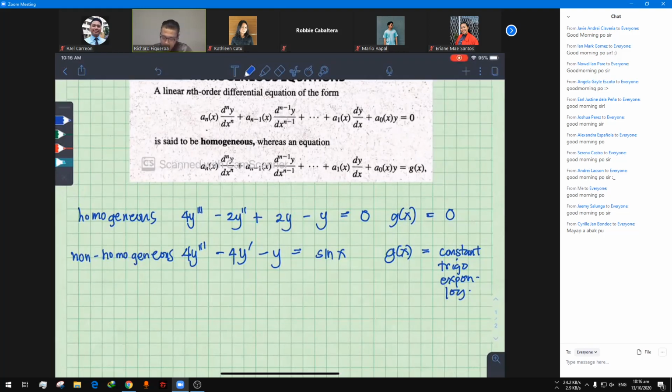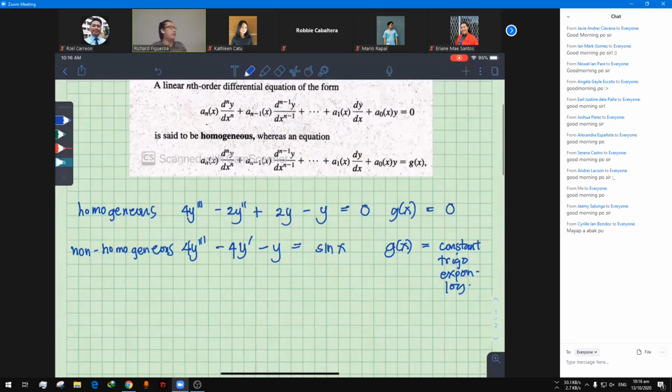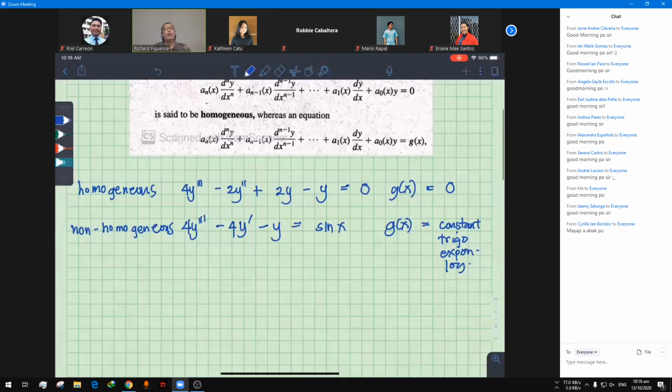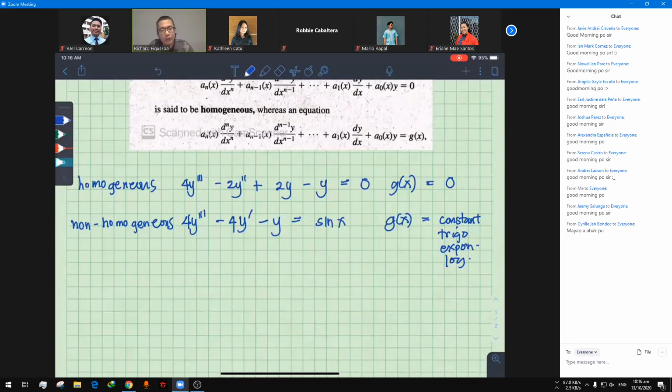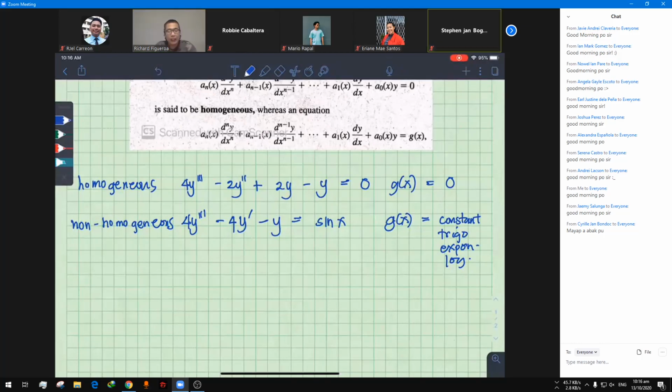Next, let's try to see how we verify whether a given solution is a solution of the differential equation. Just like what we did on the first order differential equation, we just need to take the derivative of the given solution and then substitute it into the original differential equation. Once it satisfies our original differential equation, that is a solution of the differential equation.